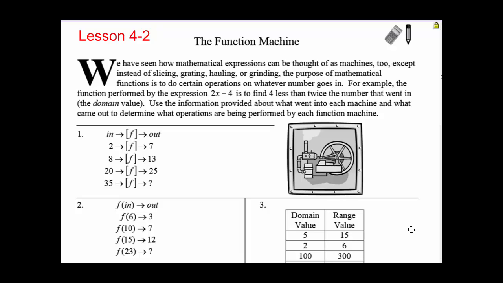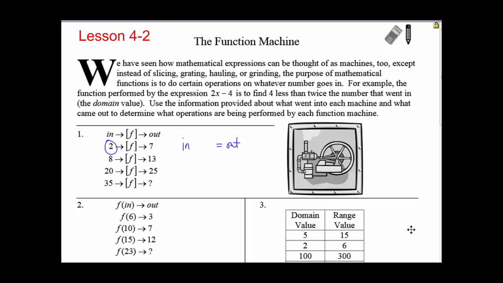Okay, so if we look at number 1, we have an in and out with the function in the middle. If we input 2 into some function and out comes 7, we need to figure out what's actually happening in the function. If we input 8 into the function, out comes 13. If we input 20, out comes 5. So what we need to figure out is, if we input 35, what comes out?